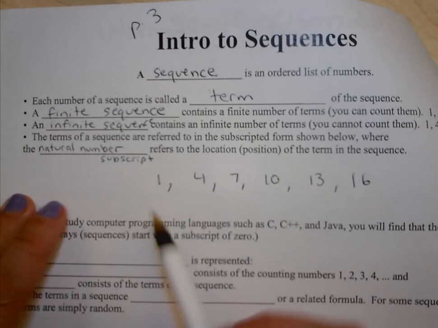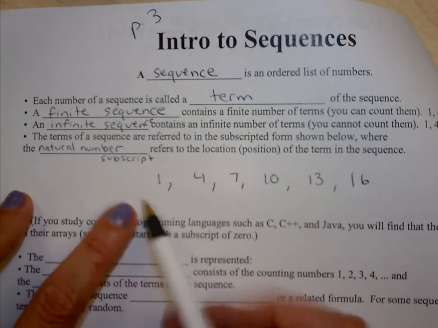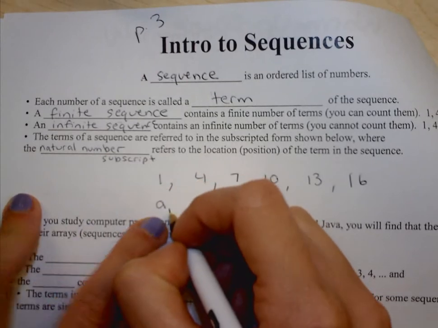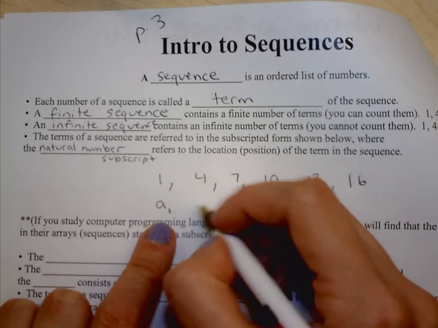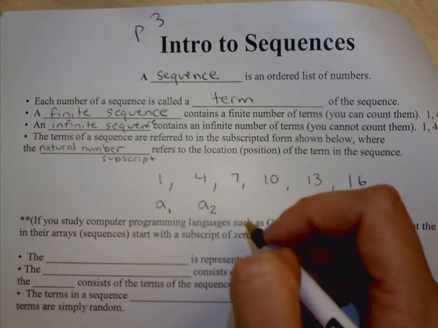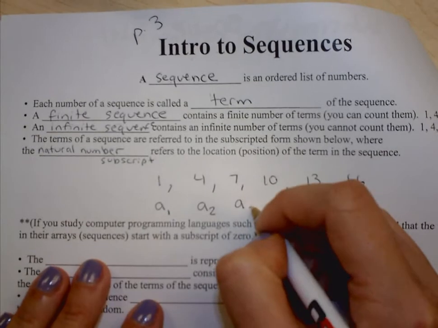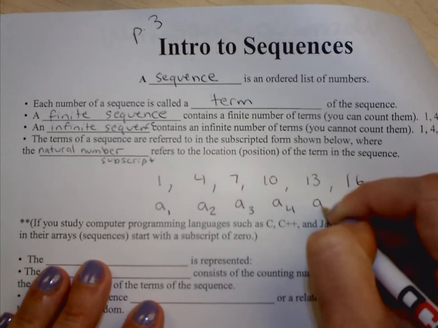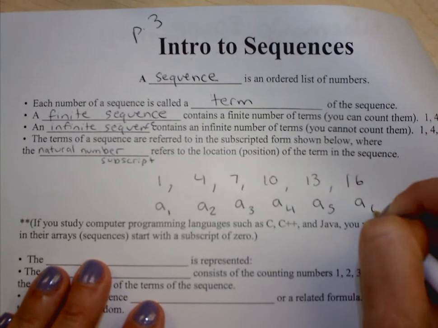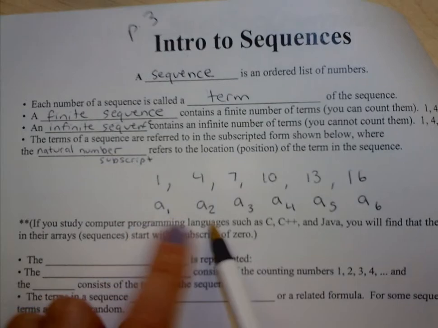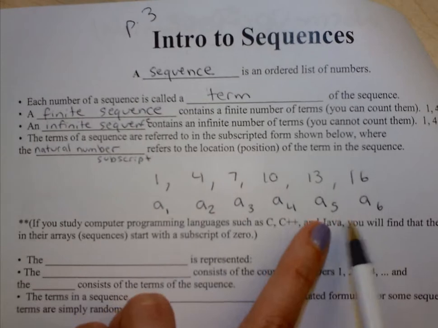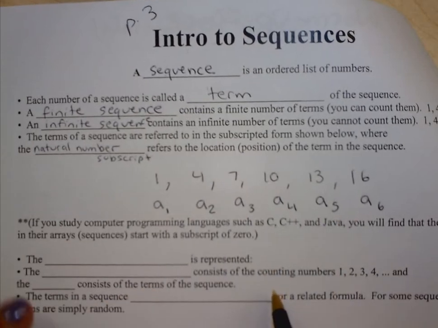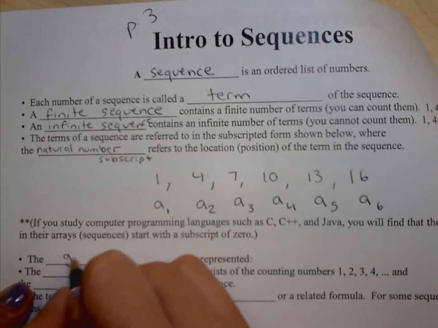What it means by a natural number subscript is this first number would be A1, because that subscript means it's 1. Then A2, A3, A4, A5, and A6. So this means the first term, the second term, third term, fourth term, fifth term, and sixth term.